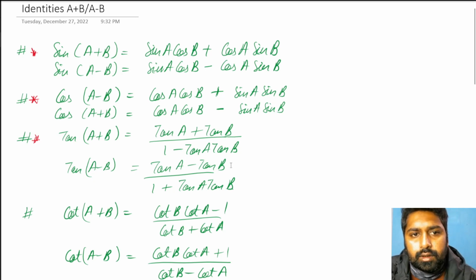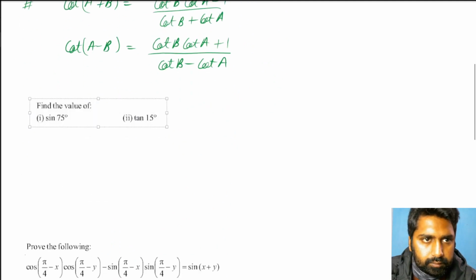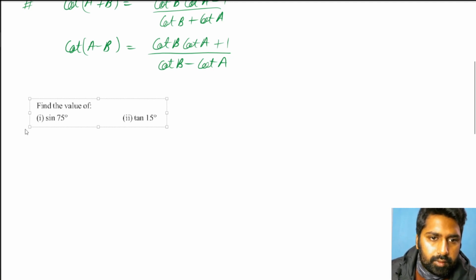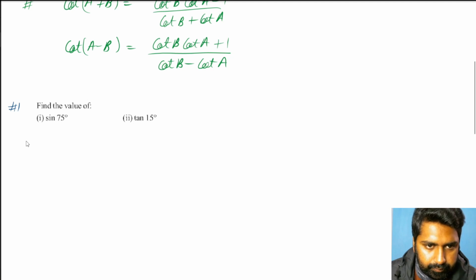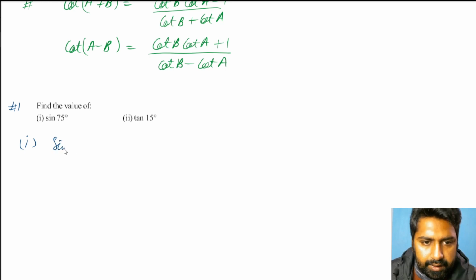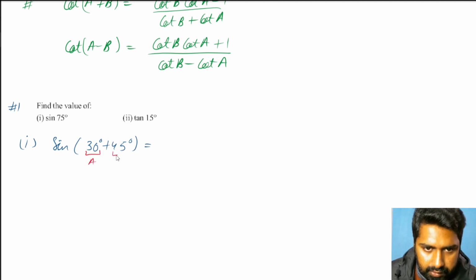All right. Now let's learn how to apply it. First question. You need to find sine 75. Now we can find 75 as well as 15-degree angles using these identities. See, let's break it down. I can write 75 as 30 degree plus 45 degree. Now consider this as your A, this as your B.